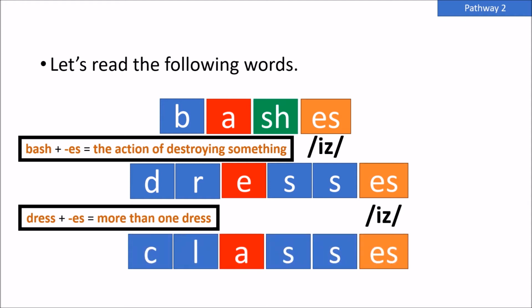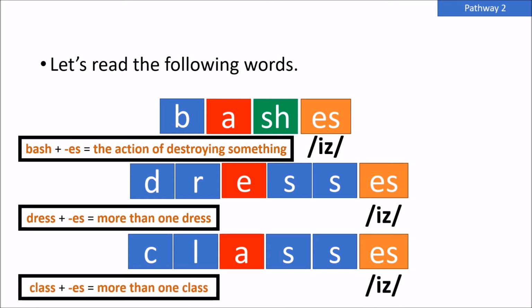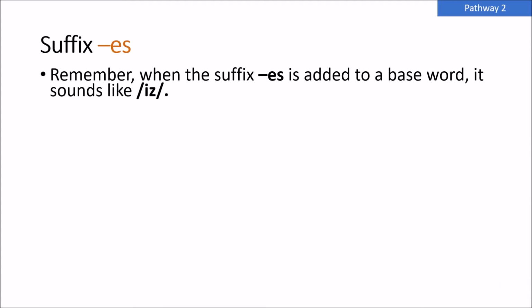And our last word is classes. Class plus the suffix es means more than one class, because the base word class is a noun. Remember, when the suffix es is added to a base word, it sounds like iz.